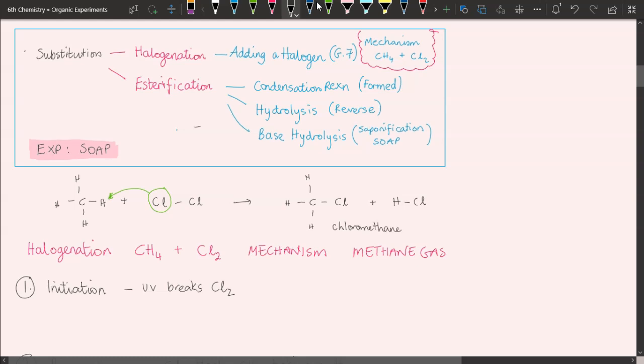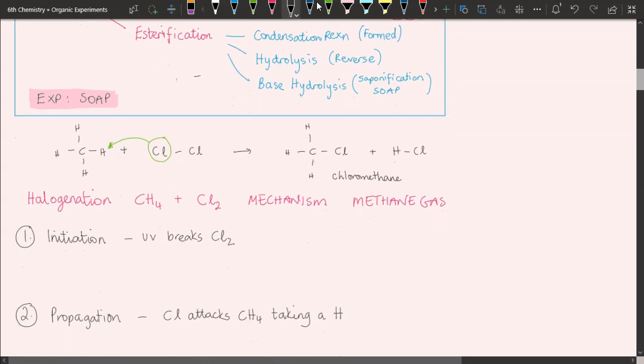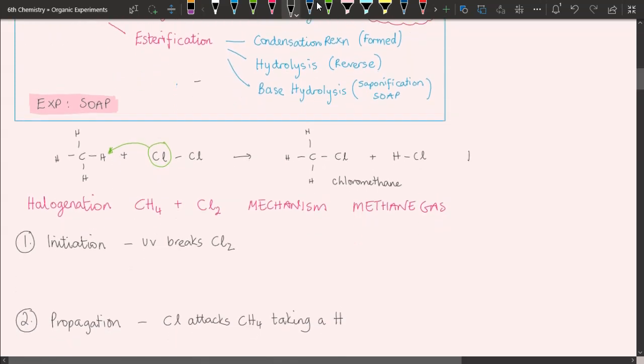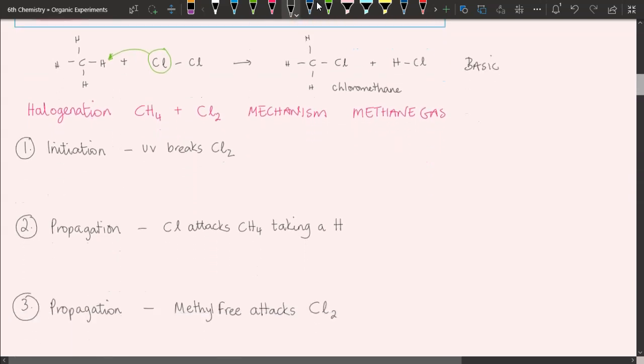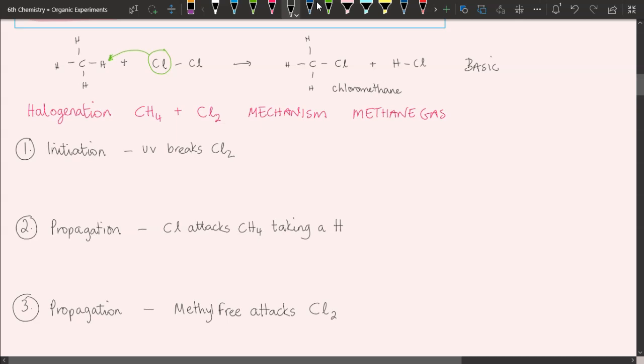And you've obviously produced hydrochloric acid, or hydrogen chloride. So that's the basic reaction. That's it in basic format. Now what you have to do is look at the mechanism. The mechanism is looking at this basic simple reaction and seeing what happens at every single step along the way.